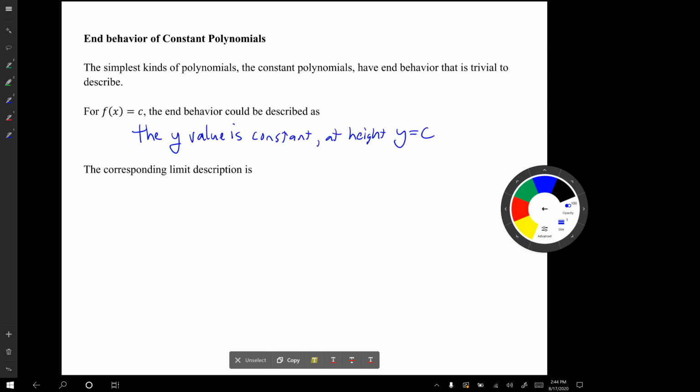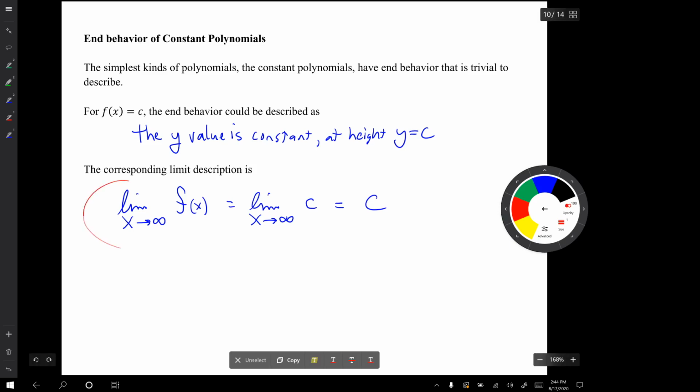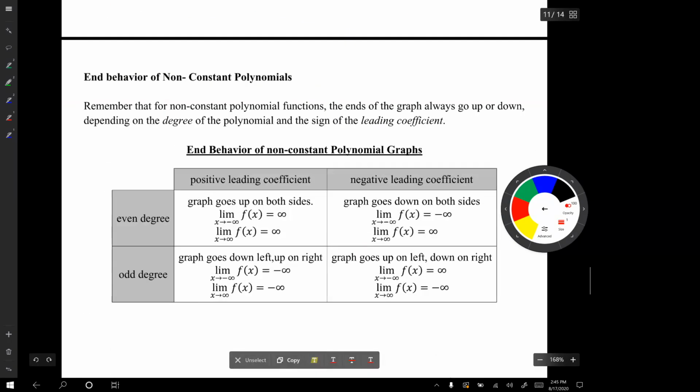The y value is constant at the end of the graph at height y equals c. So the corresponding limit description would be the following. The limit as x goes to infinity of f of x is the number c. That is, the trend in the y values is that the y values are getting closer and closer to c. Well, they're actually equal to c, and so we write this limit symbol to denote that.